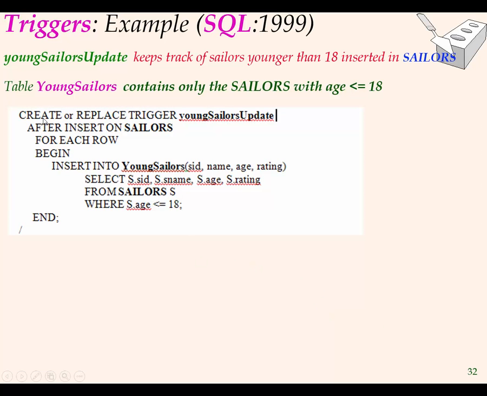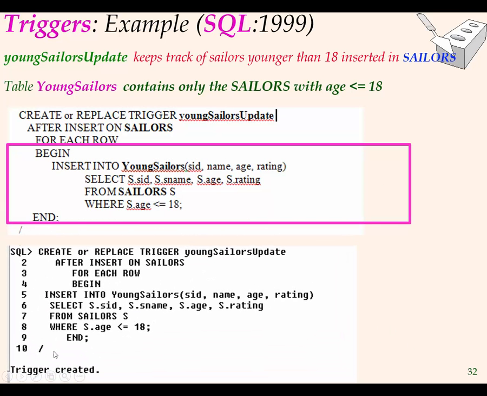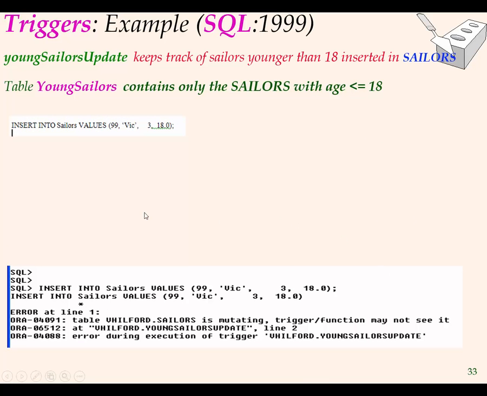Okay, here's my trigger, create or replace trigger, the one that I showed you, Young Sailors Update. After insert on Sailors, I'm going to insert into Young Sailors the same thing if the sailor has less than 18. Remember the slash. I run this, and you get this trigger created, so this compiled successfully. Now I want to fire it. So what I'm going to do, I'm going to insert into Sailors values 99, Vic, 3, age is 18. And my trigger should be fired.